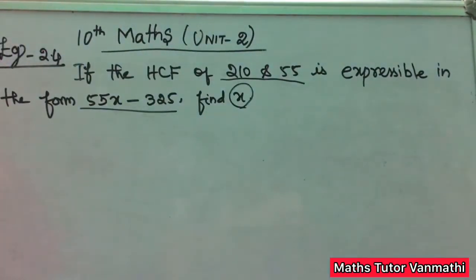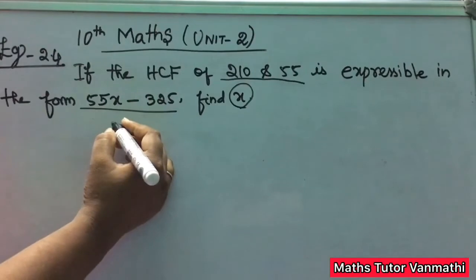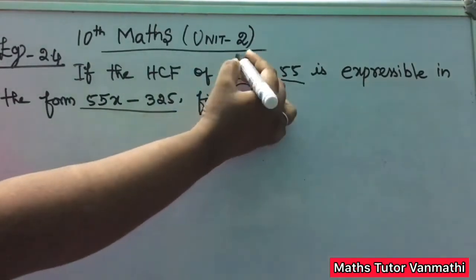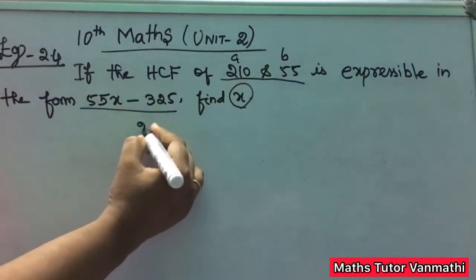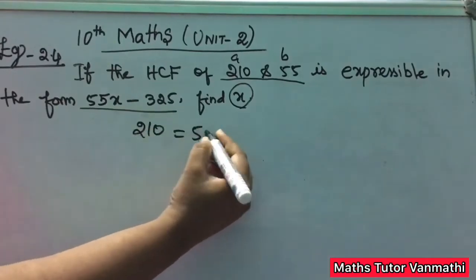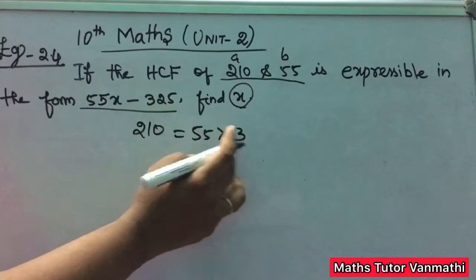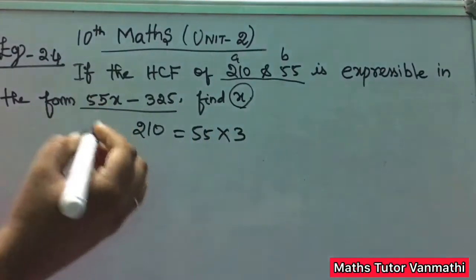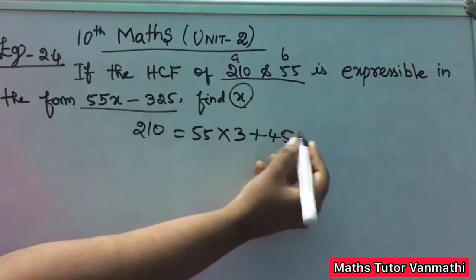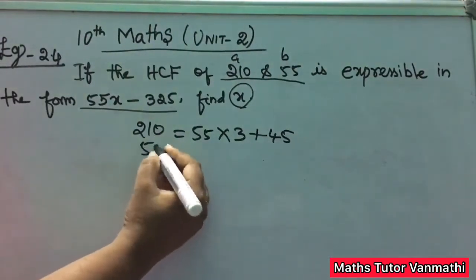Okay, first Euclid's division lemma, a equals bq plus r. Here this is your a, this is your b. 210 equals 55 into 3, 3 fives are 15, 3 fives are 15, so 165, plus you will get remainder 45, and again the process repeats.